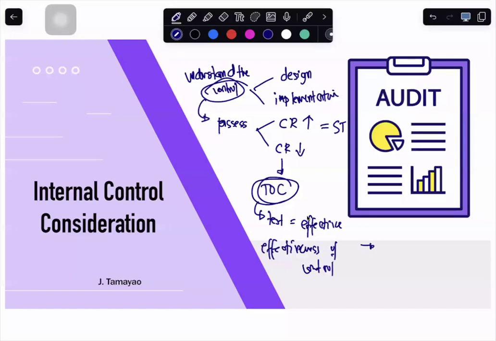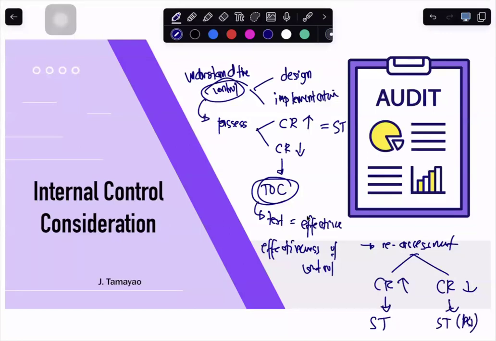And then, that is now the reassessment process. And after that, we again rank or look into whether the control risk is high or control risk is low. If control risk is high, then do substantive testing. If control risk is low, then you still need to do substantive tests, but this is a lesser substantive test.